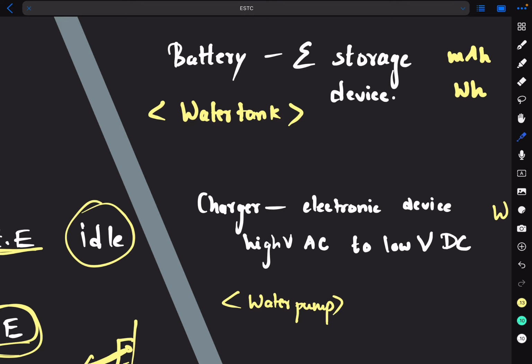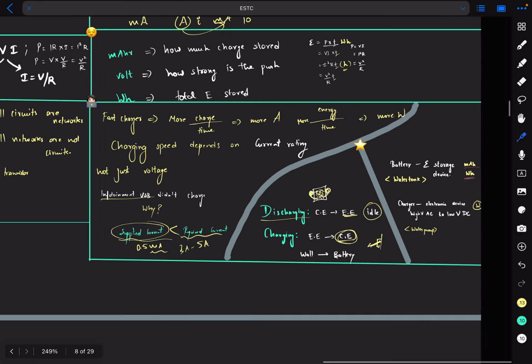Think of the charger as a water pump, like a motor, whereas the battery is just a storing device, like a water tank. For the charger, we represent the unit with watt. A 120 watt charger has more potential of charging than a 15 watt or 40 watt one. And the battery, we know, is measured in terms of capacity or energy. We have these two units.